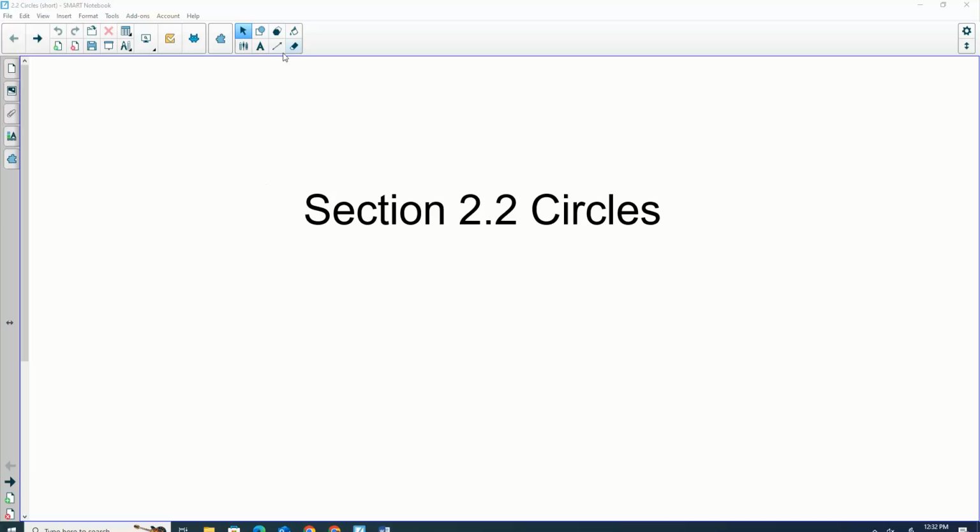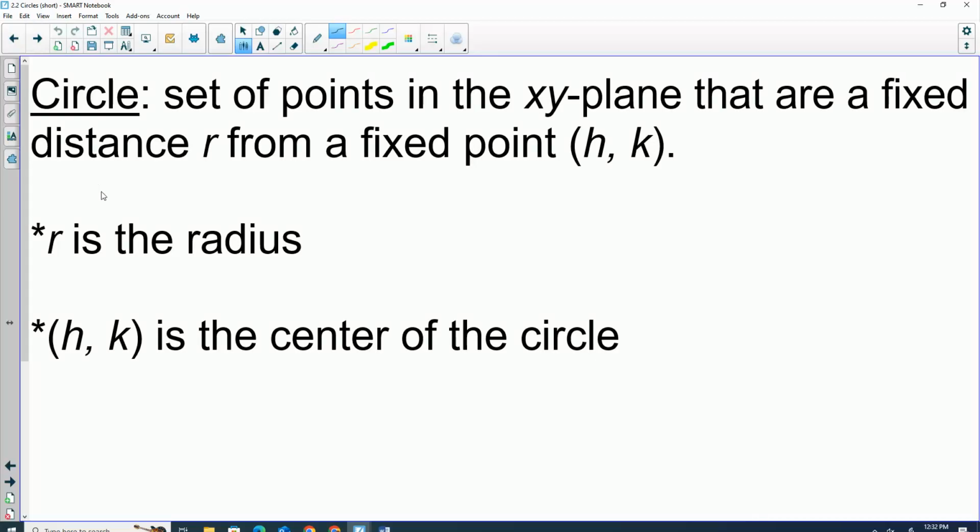Today we kind of have a topic that sits by itself. We don't do a ton with it, but that's circles. I don't think you really get this any other time, so I want to make sure that we are at least familiar with what a circle looks like, what the equation looks like. So it shows up on the ACT sometimes. The definition of a circle is just a set of points on our XY plane that are a fixed distance r from a fixed point HK.